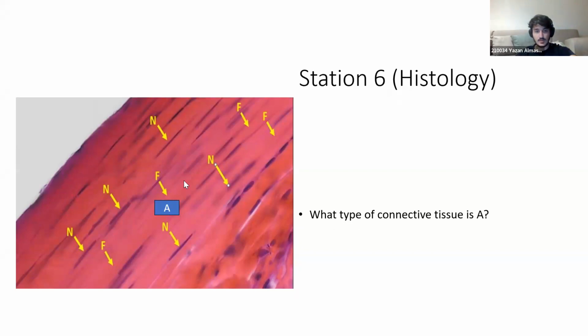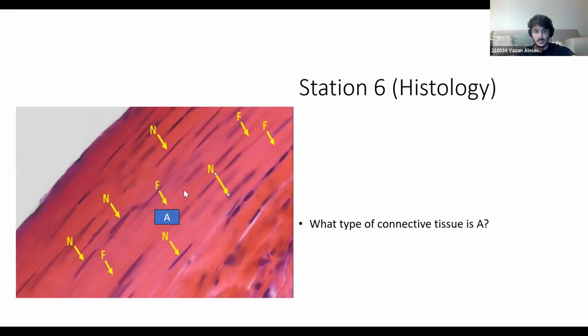Wait. My laptop is just going crazy for a second. Sorry for the delay. So in the tendon, it's regular, and in the skin, it's irregular. Okay, sorry, I'm back.